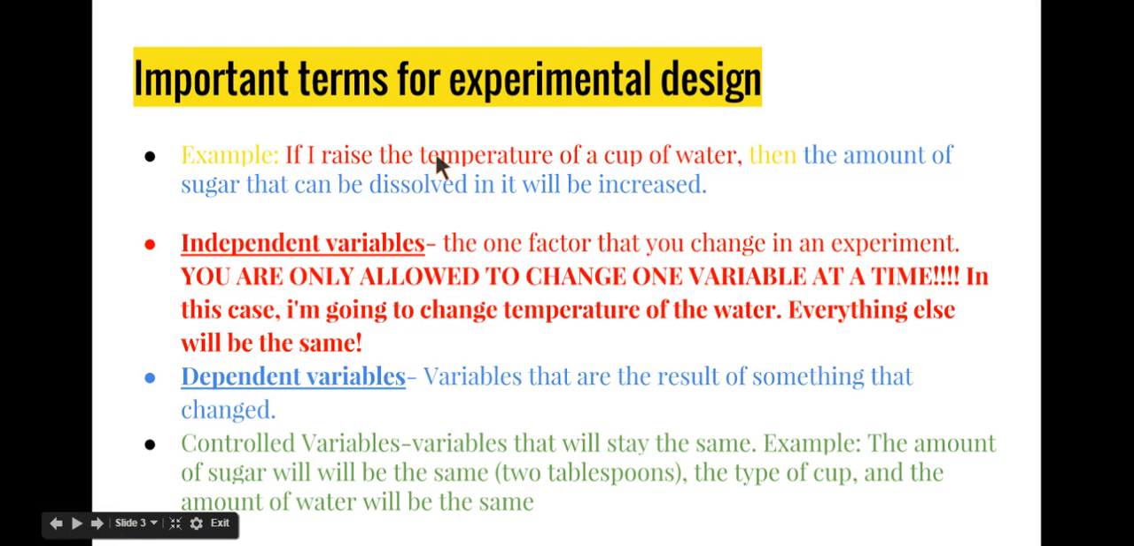If you take a look at this hypothesis right here, if I raise the temperature of the cup, then the amount of sugar that can be dissolved in it will be increased. The independent variable in this case is always the first part, the if statement. The then statement is the dependent variable. So the next time you read an if-then statement, if is always independent and then is always dependent. So keep that in mind.